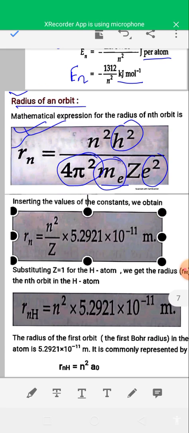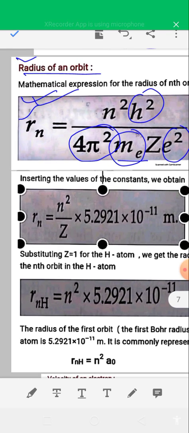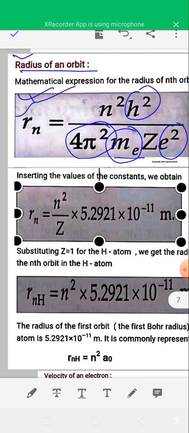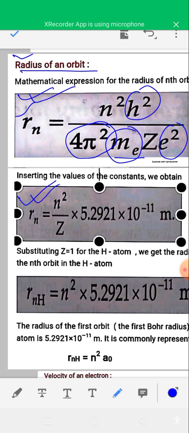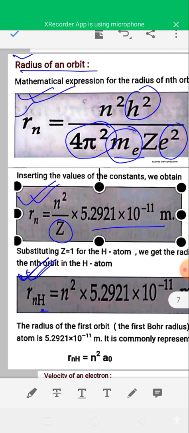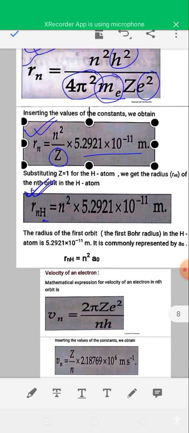After putting this value, we get the radius of the nth Bohr orbit of hydrogen, Rn, is equal to n square by Z into 5.2921 into 10 to the minus 11 meter, or 5.29 into 10 to the minus 11 meter. For hydrogen you have to put the value of Z as 1. So for the hydrogen atom, the radius of the nth Bohr orbit Rn is equal to n square into 5.29 into 10 to the minus 11 meter. You can express this value in angstrom also.